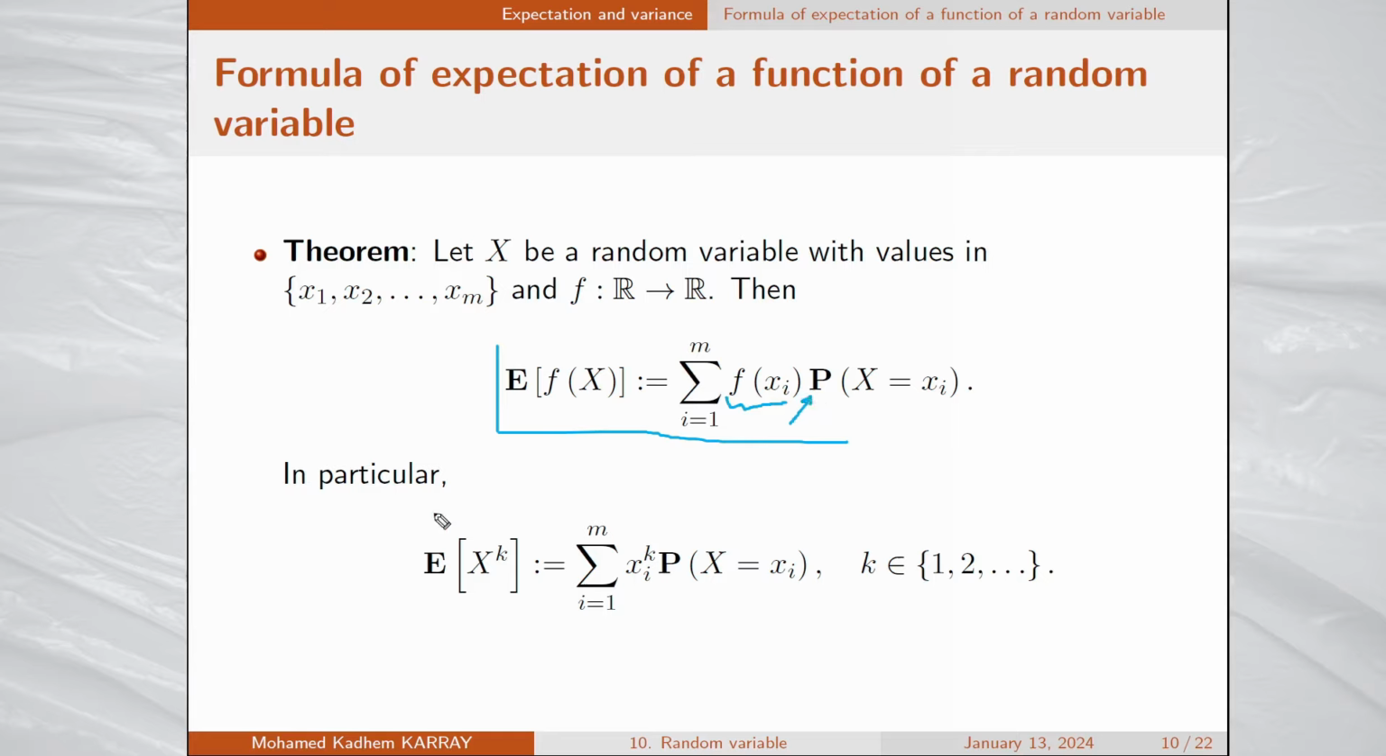In particular, if we have to calculate the expectation of X to the power of k, it equals the sum of xi to the power of k multiplied by the probability that X equals xi. So keep in mind these two very important formulae.